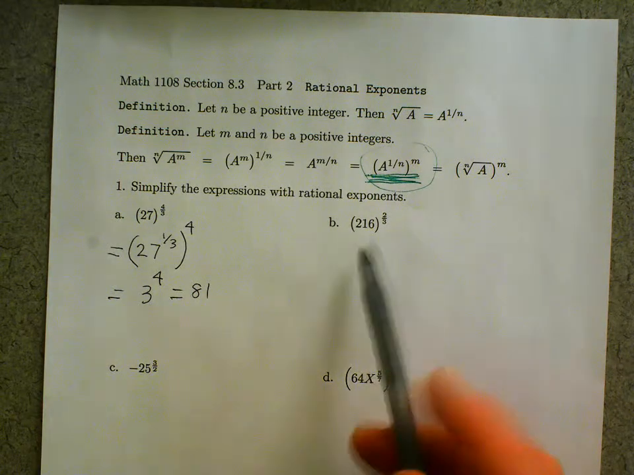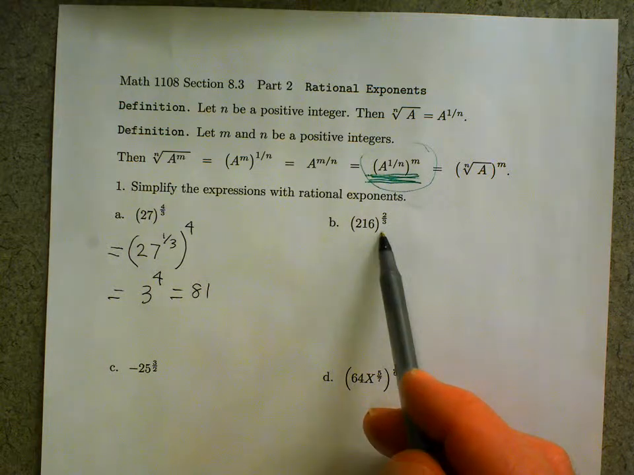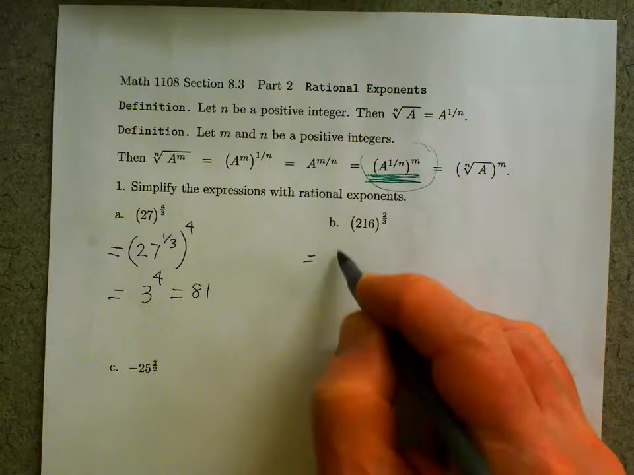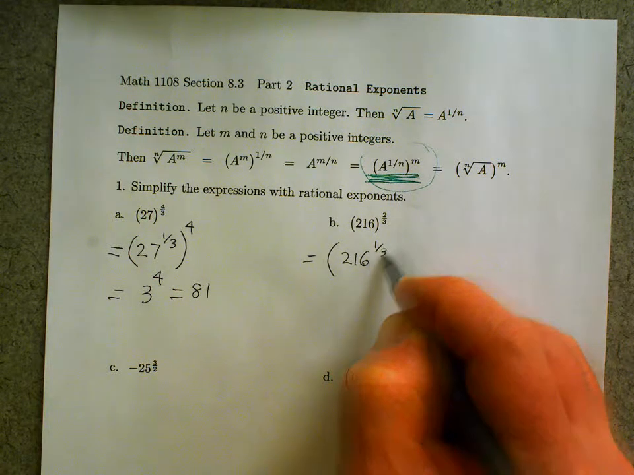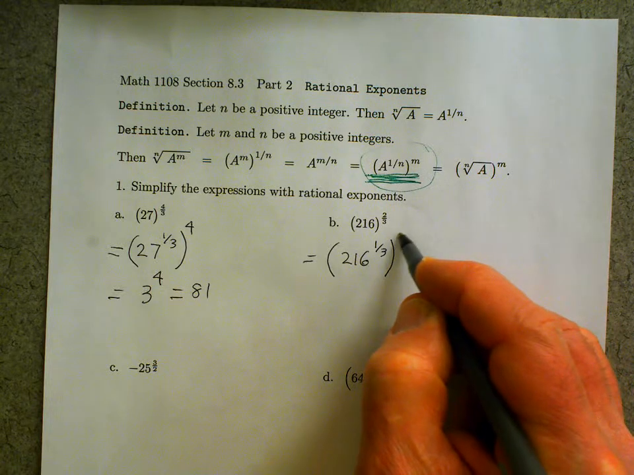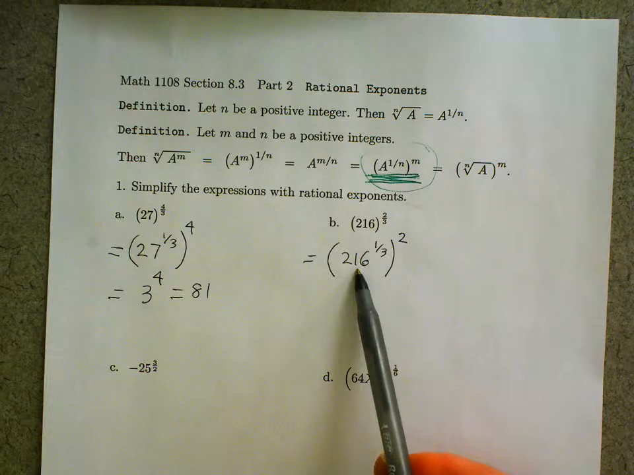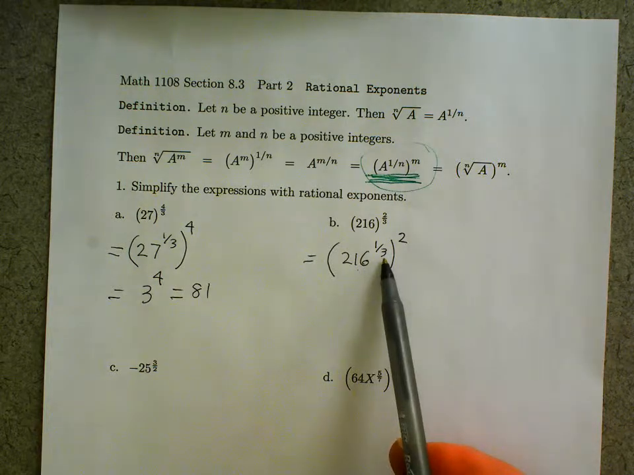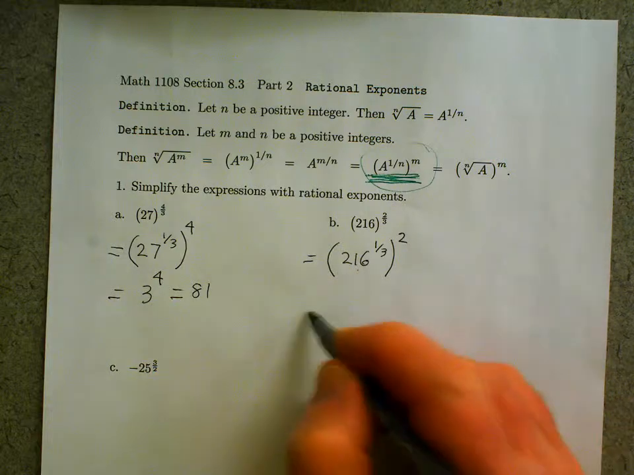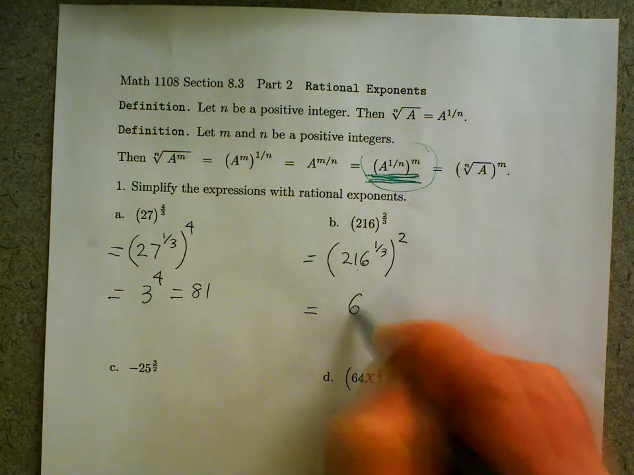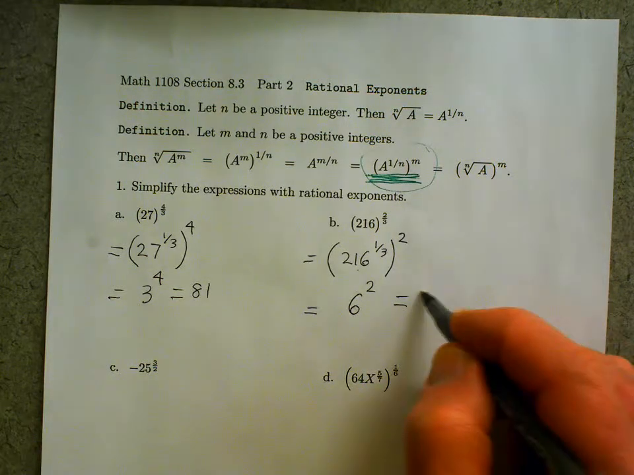Okay, following the same procedure, 216 to the 2/3. We can think of this as 216 to the 1/3, and then raise that to the 2nd power. 216 to the 1/3, that's the cube root of 216, which is 6. And so this becomes 6 to the second. 6 to the second is 6 times 6, which is 36.